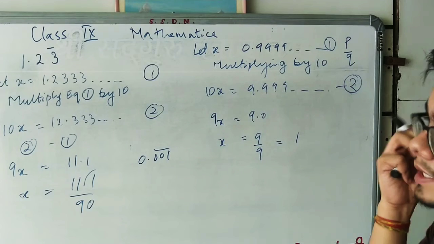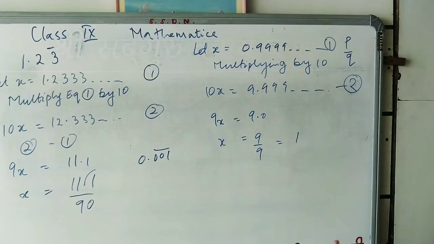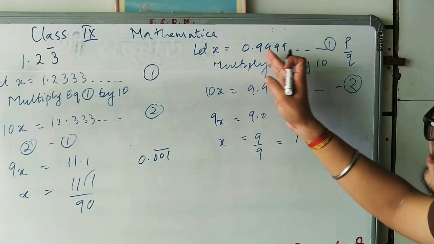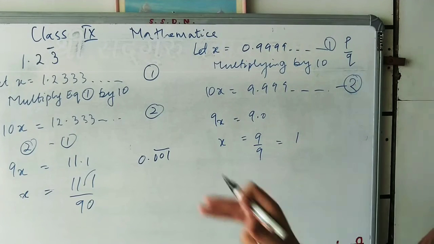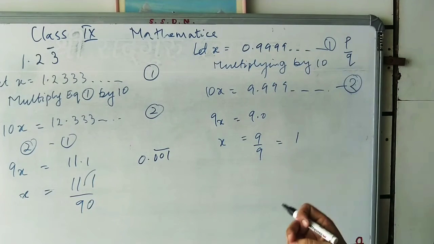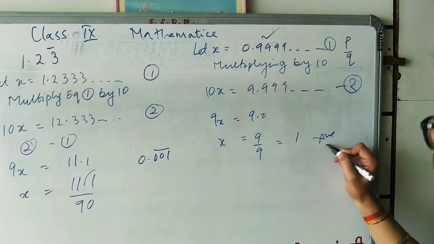Now you might be thinking how this is equal to 1. See, 0.9999 is just near about 1. On rounding up, we would get 1. So 1 is the correct answer for this.